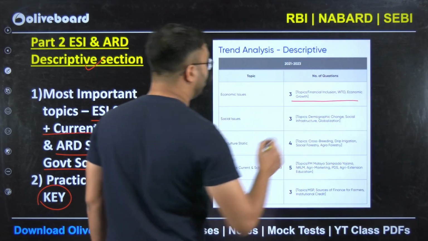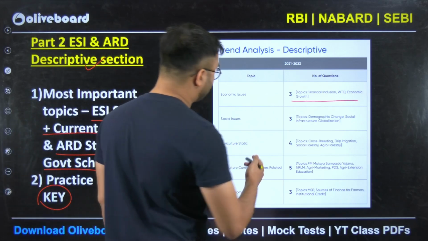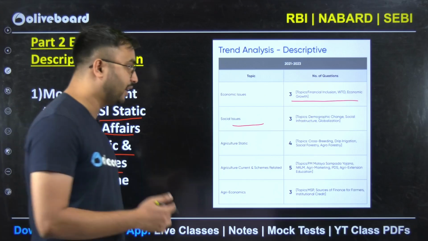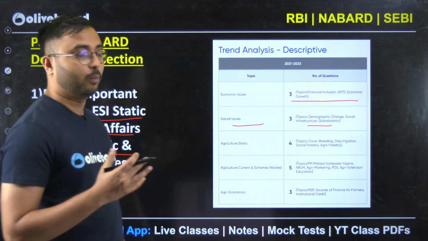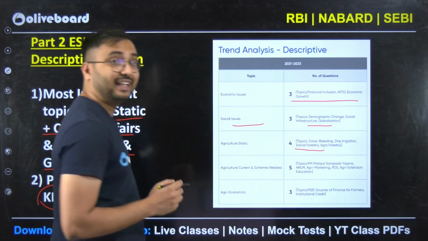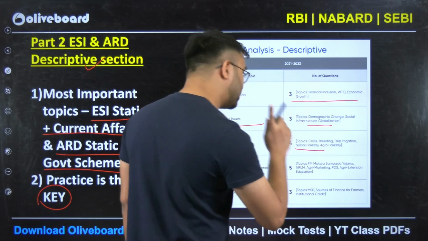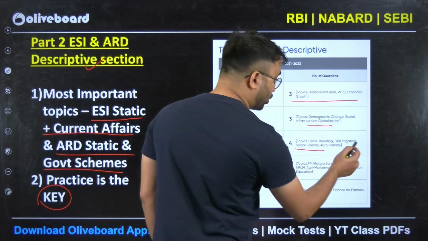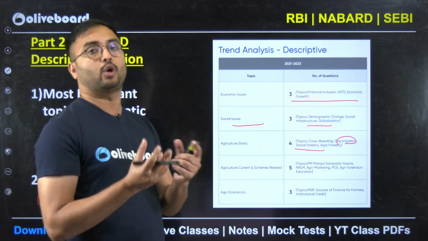If you look at economic issues, topics like financial inclusion, WTO, economic survey or economic growth, then social issues, which include demographic changes, migration, globalization. These are the favorite topics of NABARD. In agriculture, some topics like crossbreeding in animal husbandry. Then from forestry, 100% one question is there which always repeats, either agroforestry or social forestry. A question on drip irrigation, a question on MSP. So these are agriculture's important hot topics.